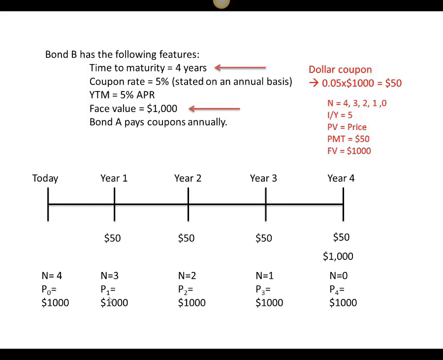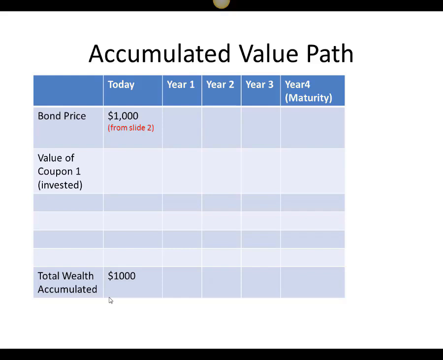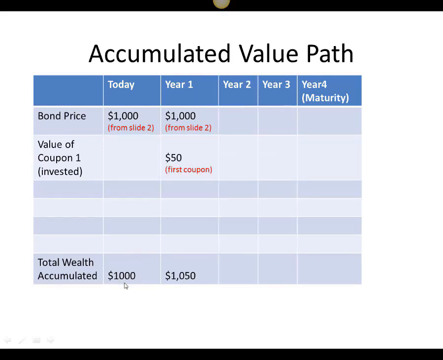Now let's look at the wealth accumulation that you would get if you held this bond over its lifetime. And we'll do this with essentially a bank ledger. Okay, so we start off, you buy the bond today and it's worth $1,000. Nothing happens on that day, so you don't get any coupon, so the wealth you have from the bond is equal to $1,000. 1 year later, the bond price, if you were to sell the bond, would still be worth $1,000. We got that from slide 2.